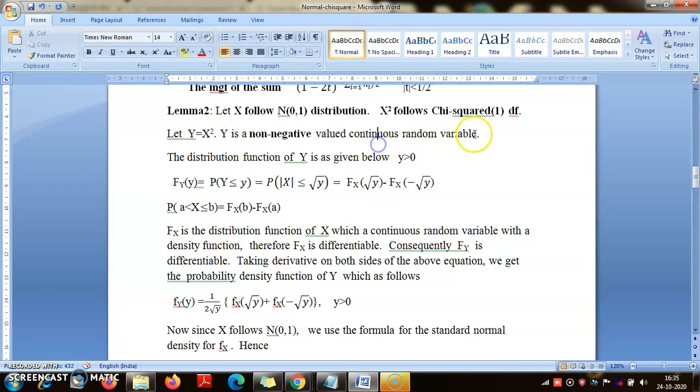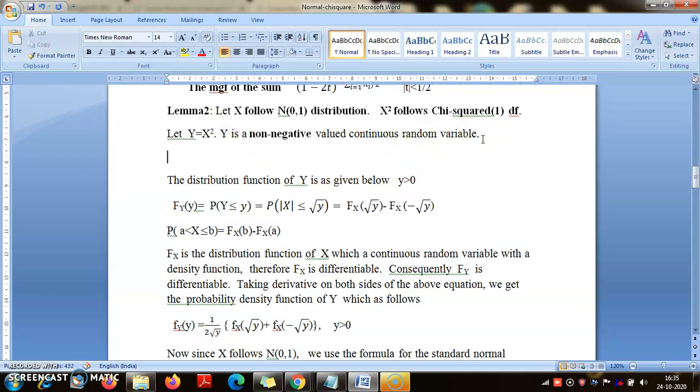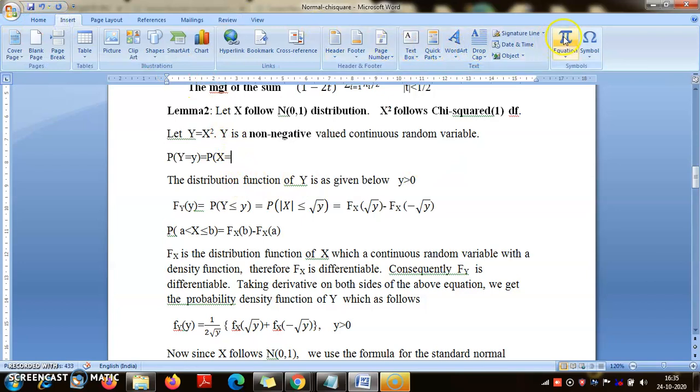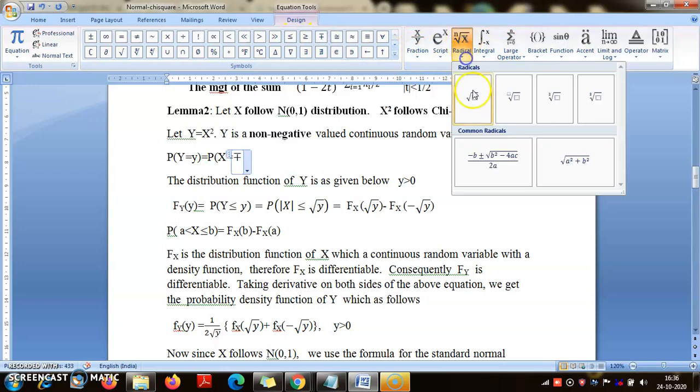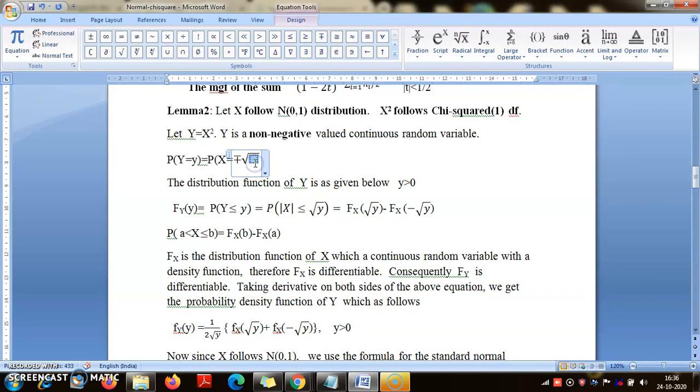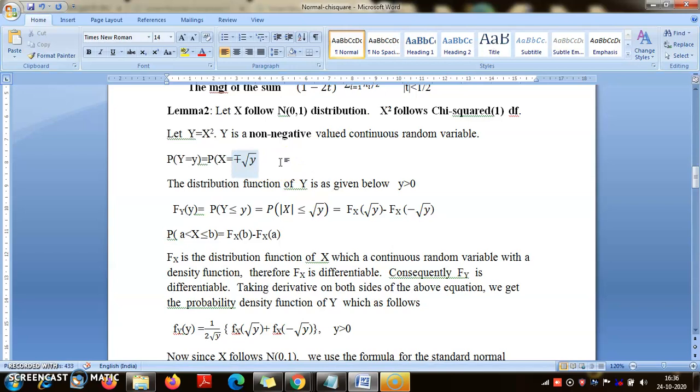So if I ask you what is the probability that Y is equal to any number small y, then this will be equal to the probability that X takes two values. X can be either plus or minus, so this could be either square root of y or minus square root of y. So this is what it would be.